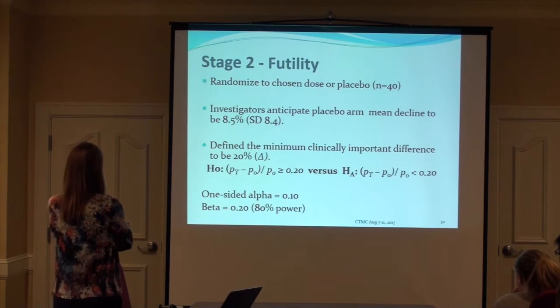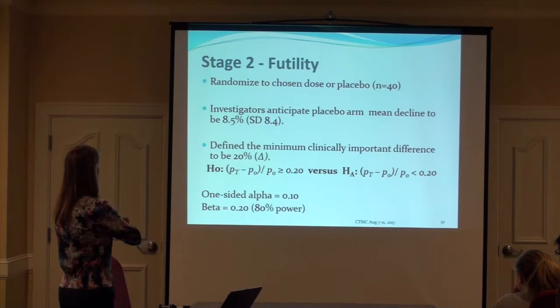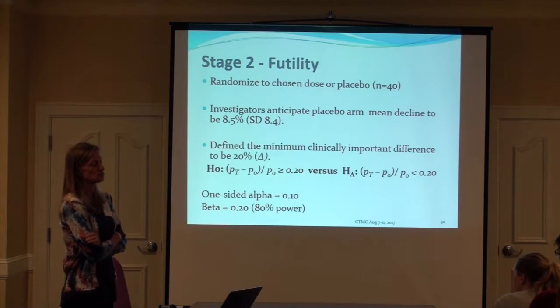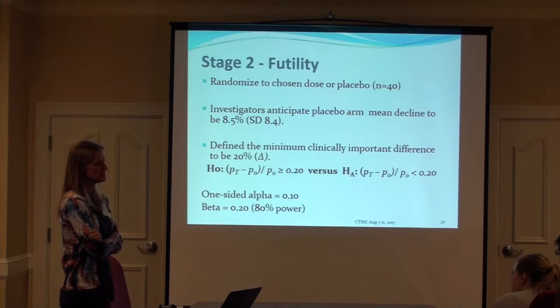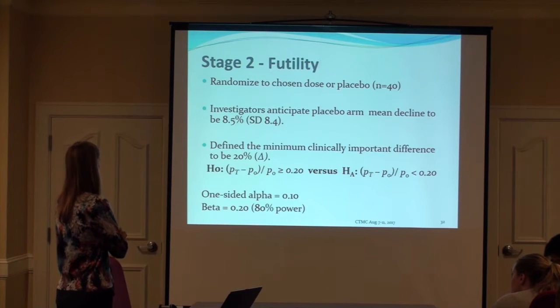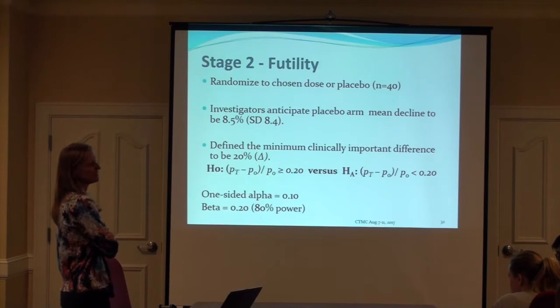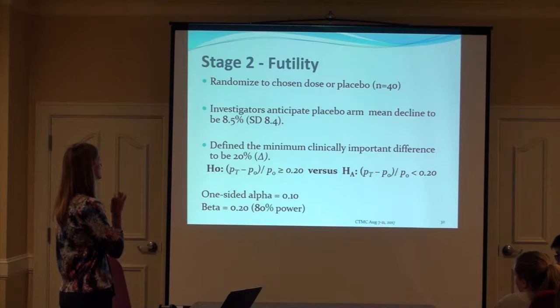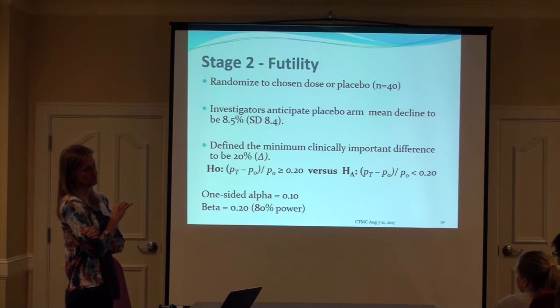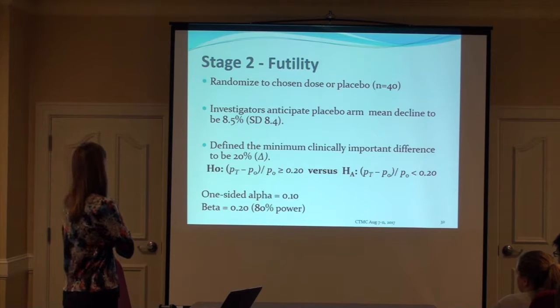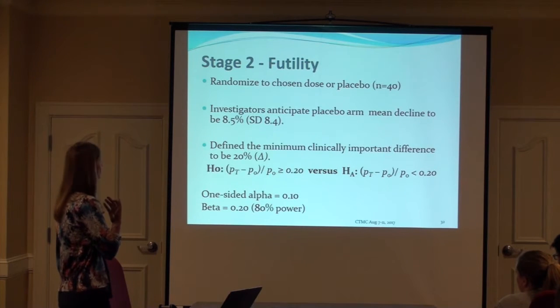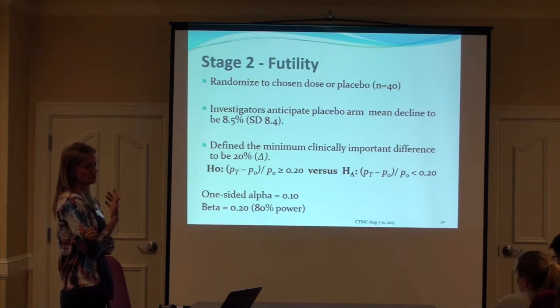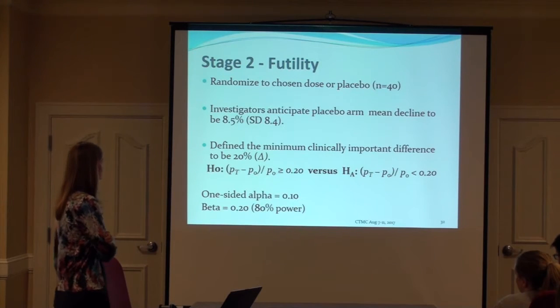And then they went into the futility, okay? And they did have to put some assumptions on this. What did they assume was going to be the decline in the placebo arm? Based on prior information or previous data, it was 8.5%. They had a standard deviation from that. Their futility threshold was 20% relative to placebo. They chose a one-sided alpha of 0.1 and 80% power for the futility aspect.